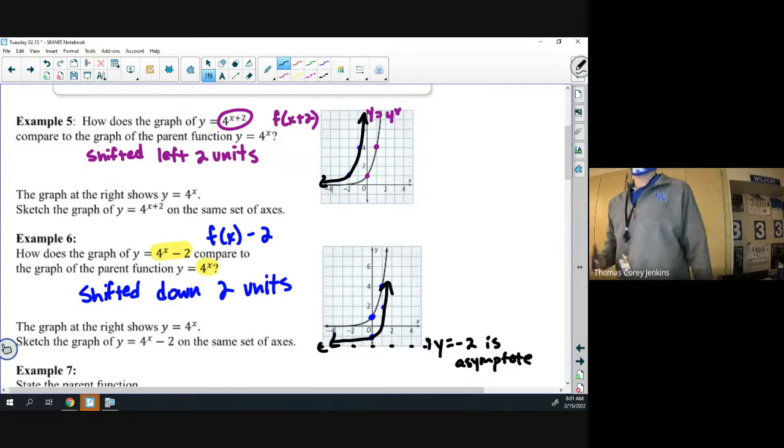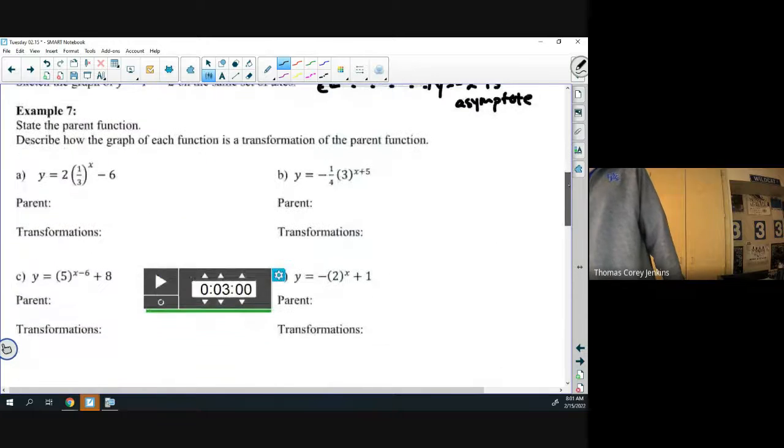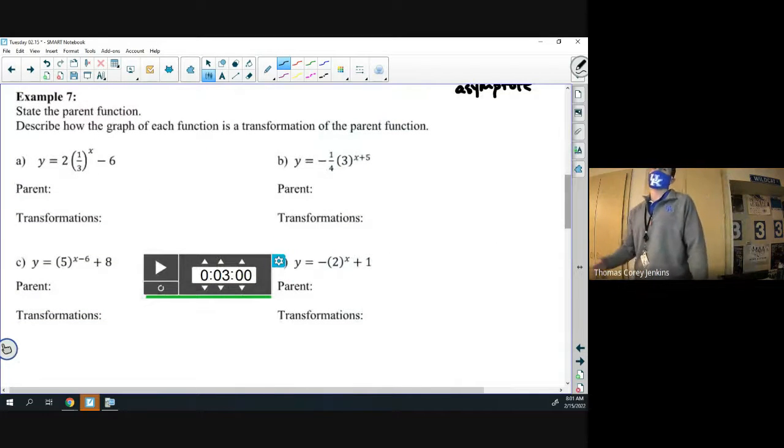All right, so moving on. Now we'll get into some more complex examples. Now, if any of these were a test question, in example 7, it says, state what the parent function is, and then describe the graph of each function as a transformation of the parent function.